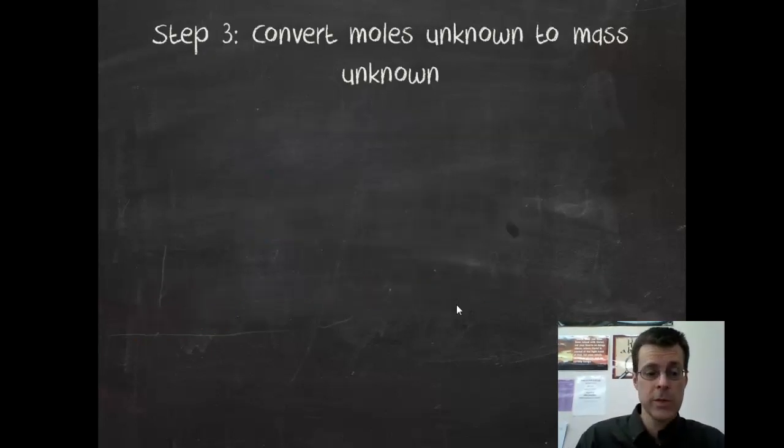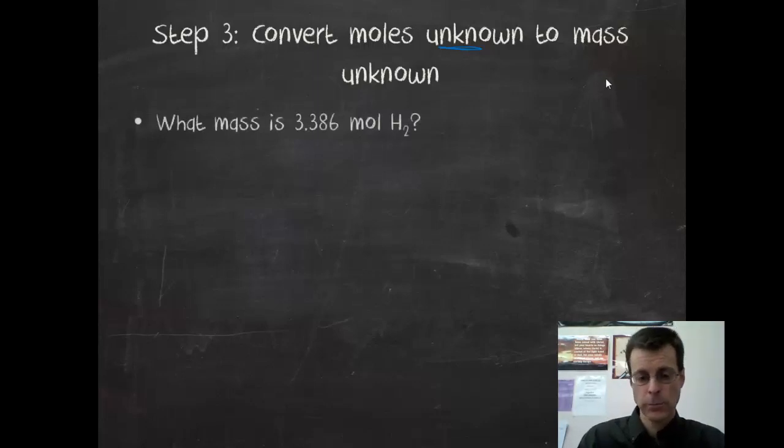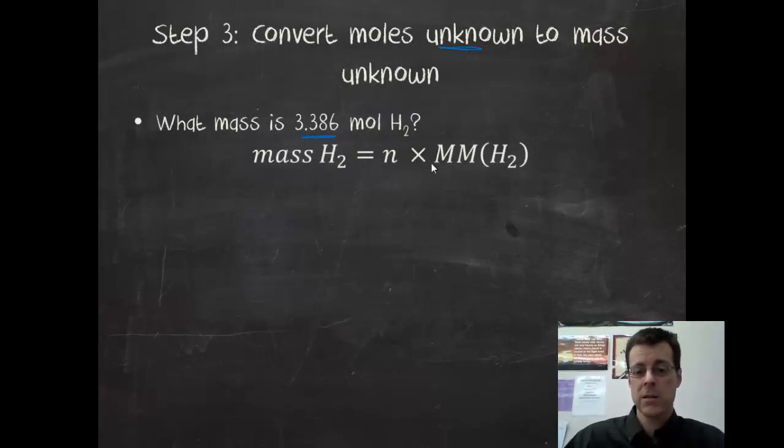Step 3, almost done. Convert those moles of unknown into the mass of the unknown, because the question was how many grams. So I now know that I'm working with 3.386 moles of hydrogen. What would that weigh? Well, the mass is the number of moles times the molar mass. Same triangle that we had from a moment ago. Number of moles on the bottom, molar mass on the bottom, mass in that top corner, but I don't really have room to write it in.